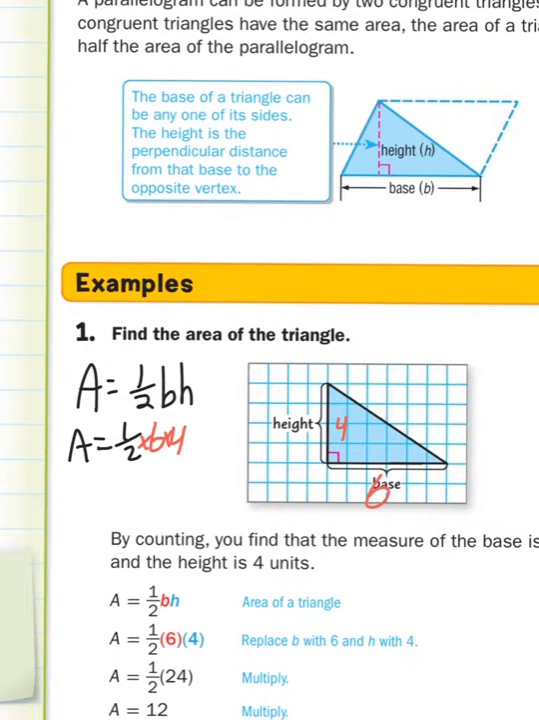Now, you can type that into a calculator if you want, but this isn't hard mental math for this one. I know half of 6 is 3, and 3 times 4 is 12. So my answer would be area is 12 square units. Remember, we write that units with the little 2, but we say square units. All right, let's go on to the next page.